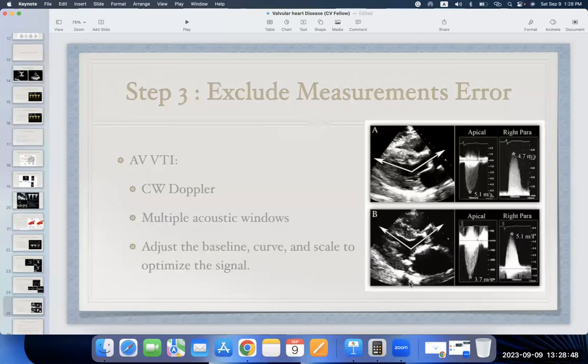The last source of error is the aortic valve VTI. For the aortic valve VTI, as I mentioned previously, yes, go ahead.